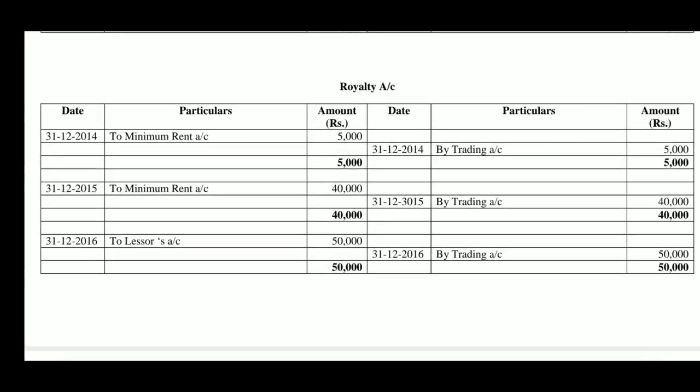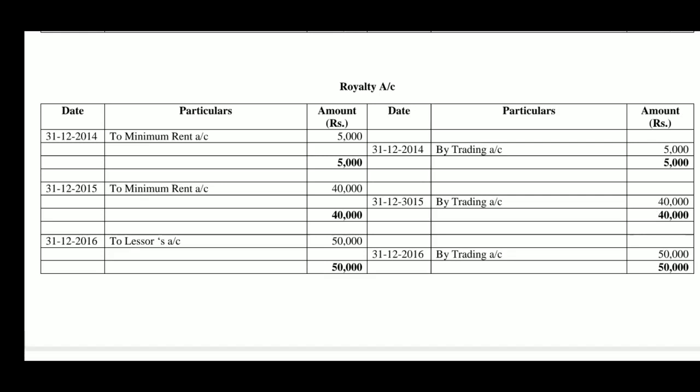Now, see the royalty account. The students of BCom can easily understand how the accounts are prepared, because journal entries are of course strange entries, but once journal entries are understood, preparation of the ledger account is very easy, because those entries will be passed to the relevant ledger accounts. Now, see the royalty account. When minimum rent is transferred to royalty, the royalty account is debited.